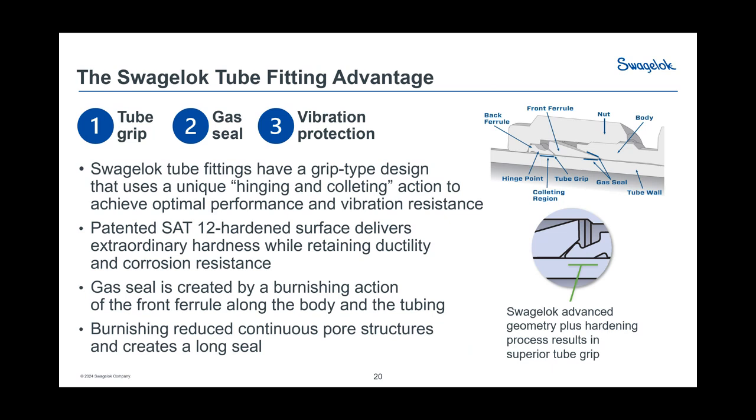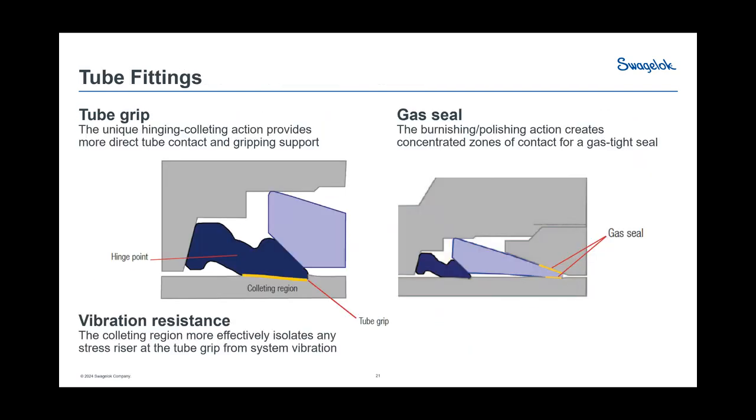You'll see a quarter symmetry, so a cross section on the top half of the cross section. And what you can see is everything in order. So you've got the nut, the back ferrule coming up under the front ferrule going into the body. We'll look at that a little bit closer.